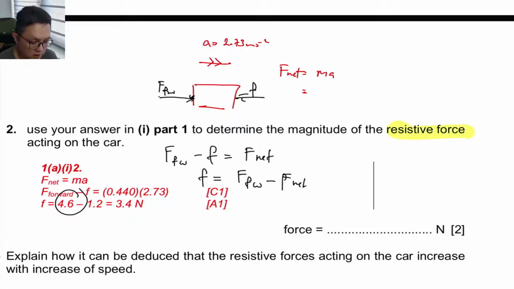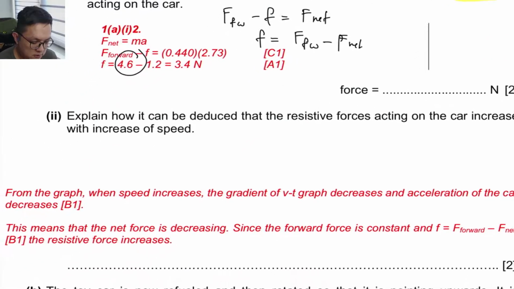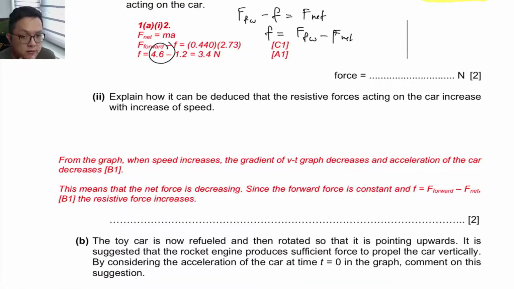Alright, next, explain how it can be deduced that the resistive force is increasing with speed. So the problem with this one is that a lot of you went on to talk about Newton's second law. Some of you went on to say that because your frictional force is proportional to your v, therefore when speed increases, the frictional force increases, therefore acceleration decreases. Okay, this is not what we want, because the key word here is that you are supposed to deduce.